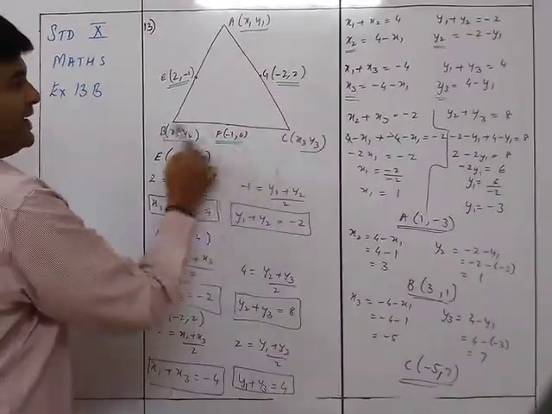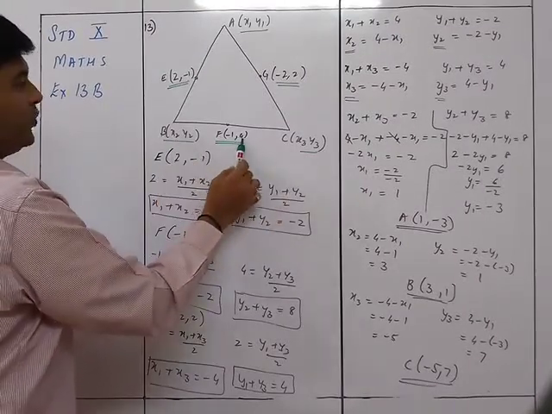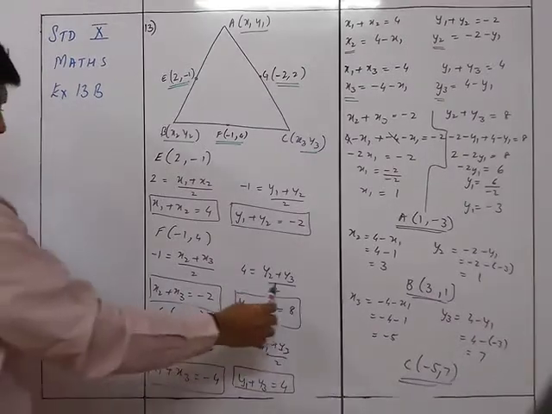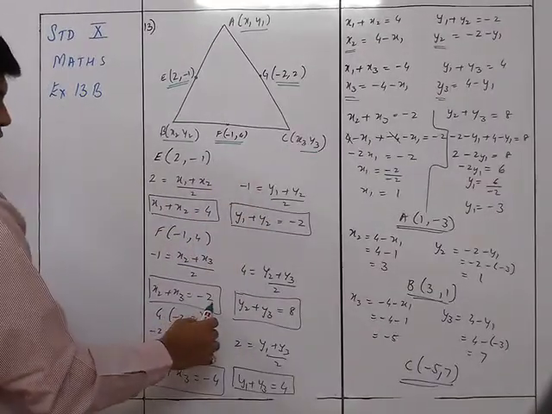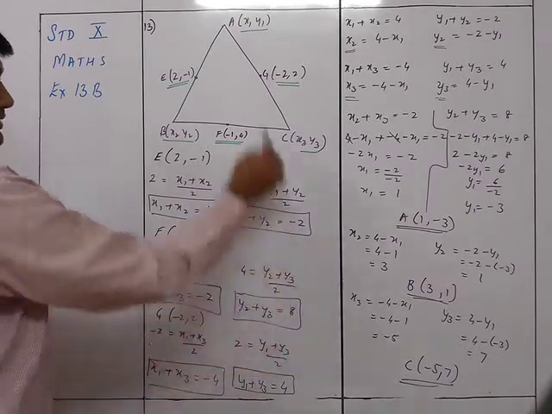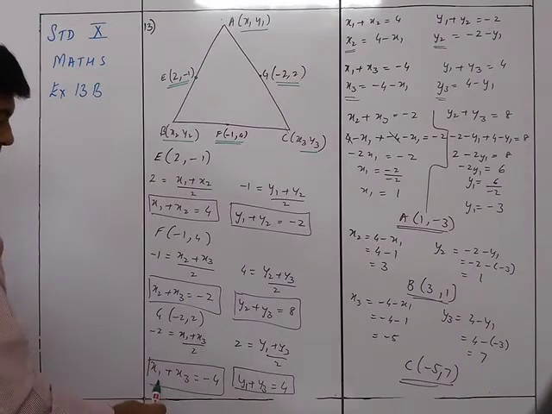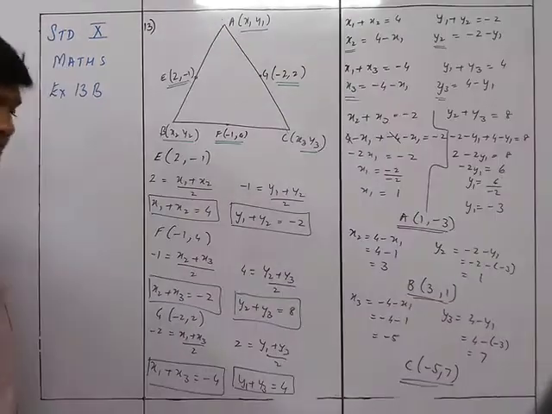Same way for this line, the midpoint: minus 1 is equal to x2 plus x3 upon 2 and 4 is equal to y2 plus y3 upon 2. So we get x2 plus x3 is equal to minus 2 and y2 plus y3 is equal to 8. Similarly for AC, G is minus 2, 2. So accordingly, x1 plus x3 is equal to minus 4 and y1 plus y3 is equal to 4.